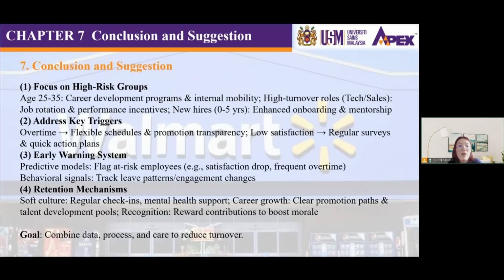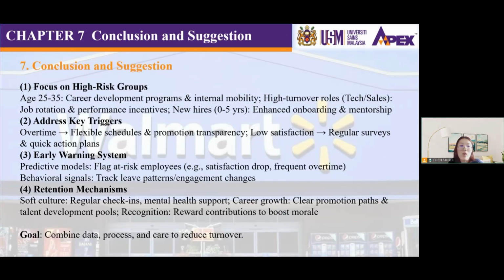The second point is to address key triggers. For overtime, we should do flexible schedules and promotion transparency. For low satisfaction, we should make regular surveys and quick action plans. And the third one is the early warning system. We should build predictive models and track behavior signals.